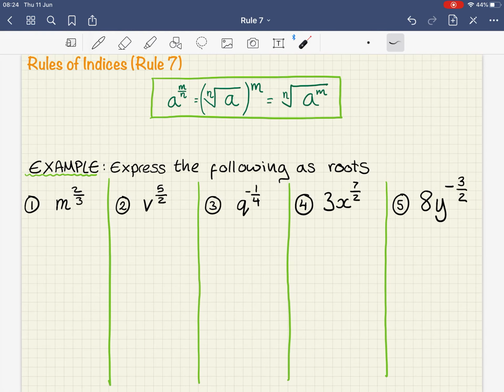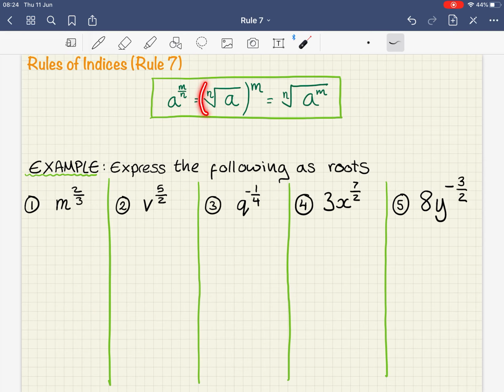Okay, we're now on to the last rule of our rules of indices, rule number 7. Essentially it dictates that when I have something with a fractional index, with a fractional power, I can rewrite it as that thing having a power and a root. Now there's two different ways this can be written, and I've written both out.